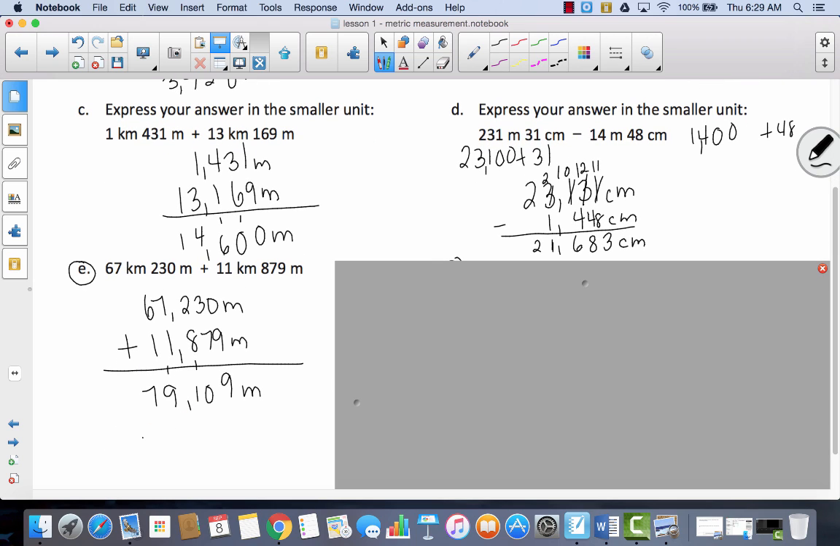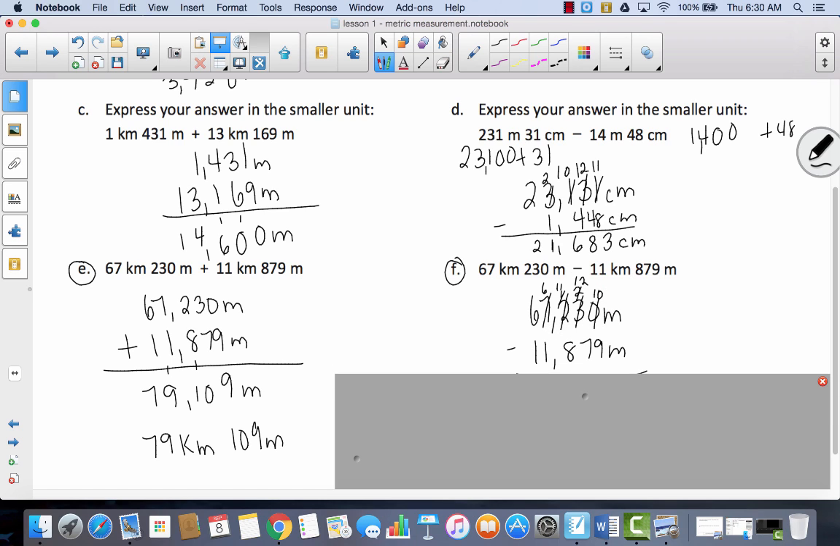Now this problem does not say express your answer in smaller unit. In that case, if you had said 79 kilometers and 109 meters, that would have been correct too. So you could have added your kilometers together and your meters together, and you would have ended up with 79 kilometers, 109 meters. That would be correct too. Either one of those answers is right.